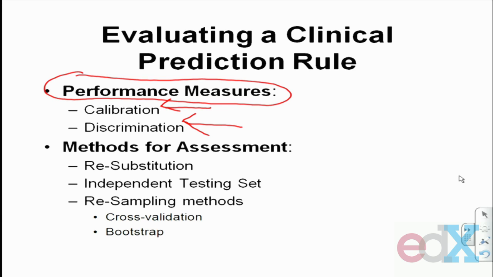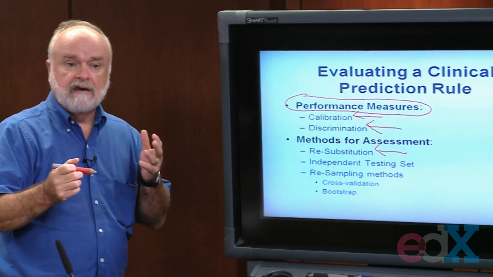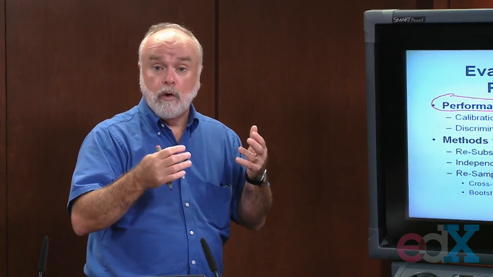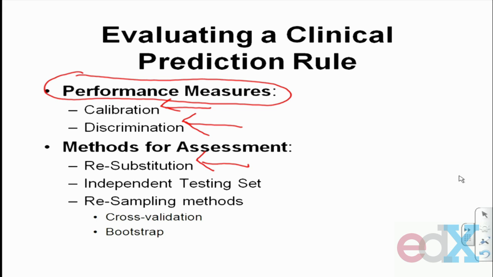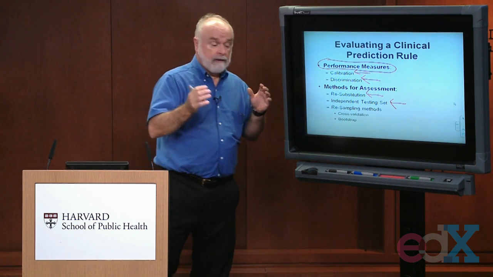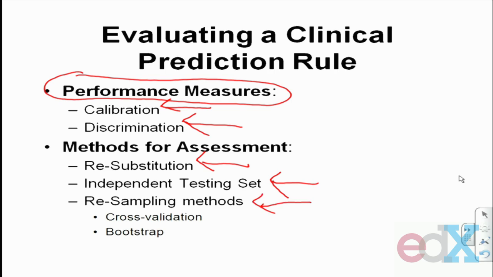Well, how are we going to do that? I'll talk about a few methods. I'll talk about the method of just resubstitution, which is usually not adequate to decide whether a model is going to work well, whether the measures of calibration and discrimination are adequate or not. I'll talk about maybe the more ideal situation where you have another independent data set that was not used at all when you built your prediction rule, but you're using it now to evaluate the prediction rule that was built on one data set to see how well it performs on another data set, an independent testing data set or validation data set.